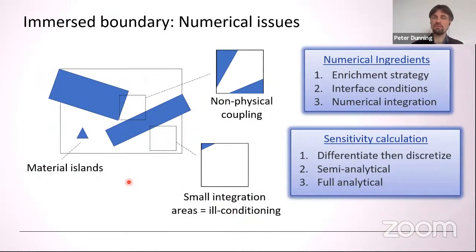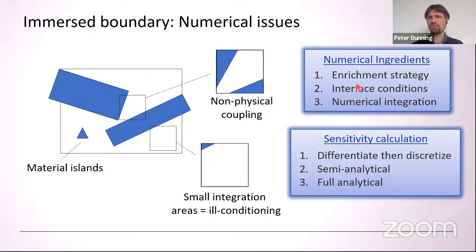Okay, so now let's look at immersed boundary techniques. So there are some numerical issues you need to think about here as well. One of the main benefits of doing immersed boundary is it captures the geometry of the boundary more accurately. But that can result in things like non-physical coupling. So if we've got 2 components here, and this is my element, then I need to make sure that my enrichment functions capture the fact that these 2 components are not actually physically coupled. You can have islands of material as well, which you need to deal with. And there are also potentially issues with small integration areas, especially if you're using an iterative solver, and it can cause issues with accuracy of stresses as well.